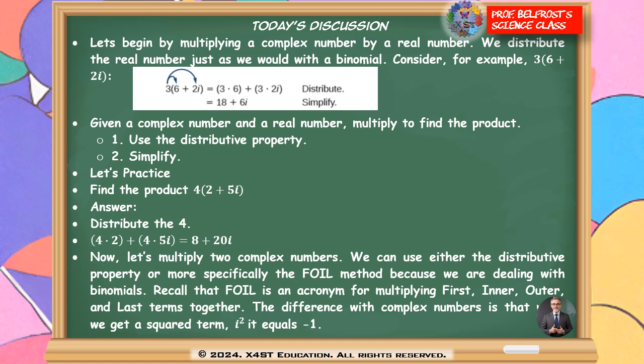Actually, we can make use of the FOIL method. I want to recall it again. FOIL is a shorthand for first, inner, outer, and last terms together. But we need to notice that the difference with complex numbers is that when we square i, it will yield -1.